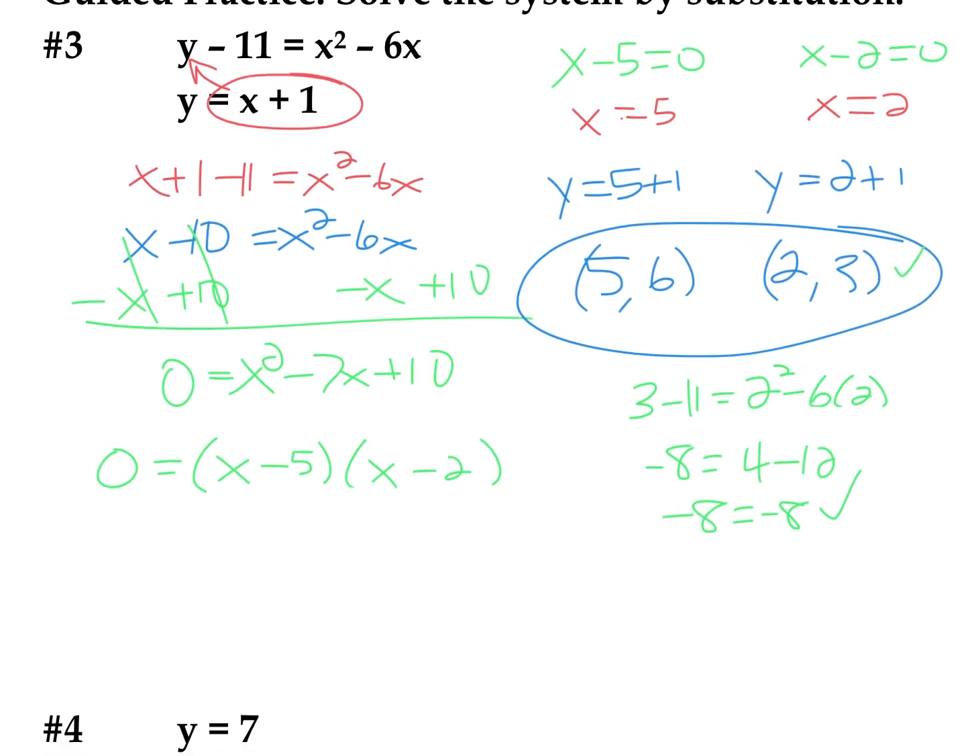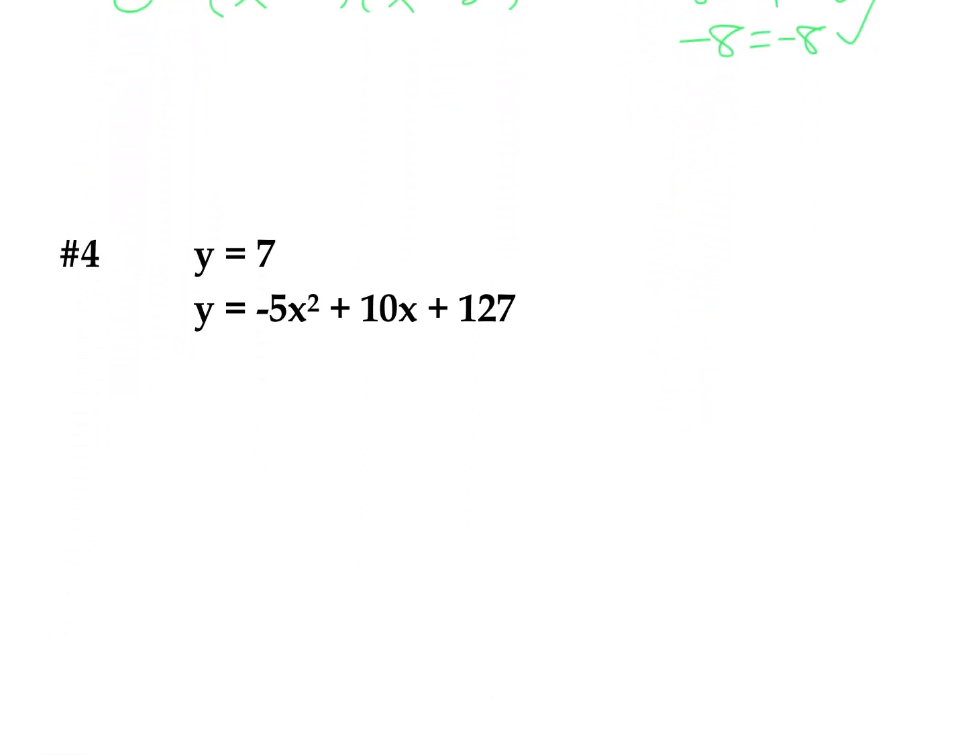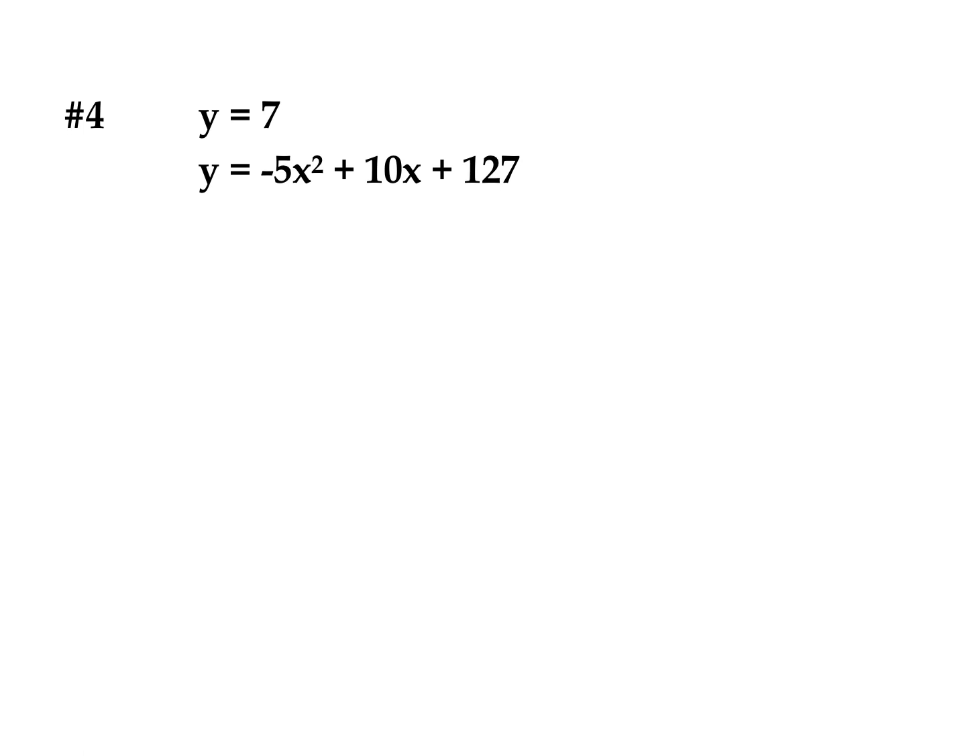All right, let's see number 4 here. So we have y equals 7 and y equals negative 5x squared plus 10x plus 127. All right, so that second equation looks like it's a little harder to work with. The first one, though, y equals 7, don't be confused because there's no x's or anything. It doesn't matter. If y is equal to 7, guess what we're going to do? Replace the y with a 7. Just like if it said 7x plus 2, we'd replace the y with 7x plus 2.